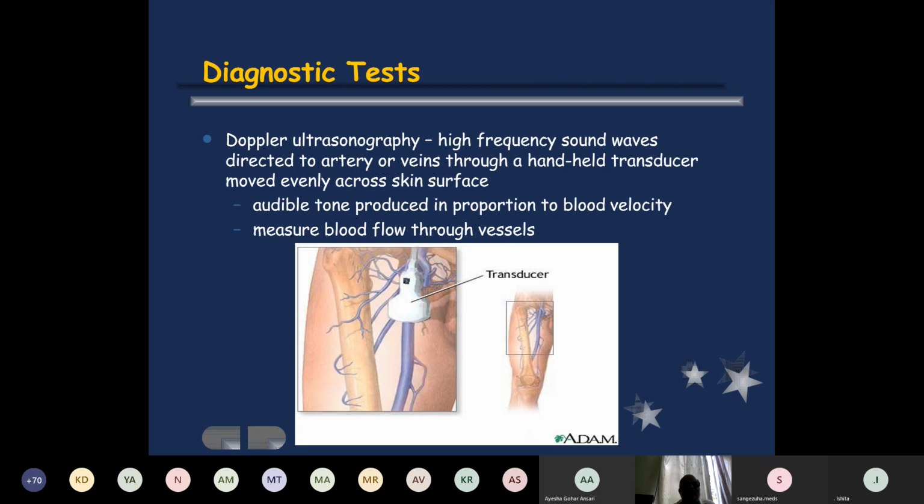Diagnostic tests: Doppler ultrasonography, in which high frequency sound waves are directed towards the artery or a vein through a handheld transducer moved evenly across the skin surface. An audible tone is produced in proportion to the blood velocity, which measures blood flow through the vessel.